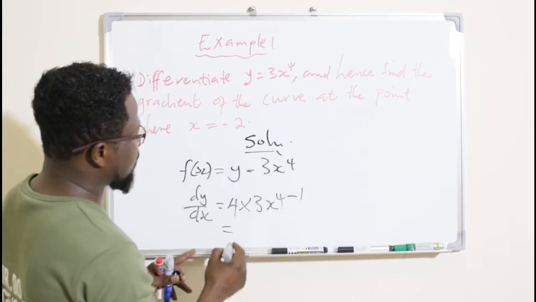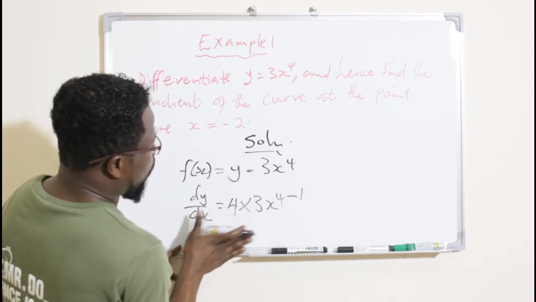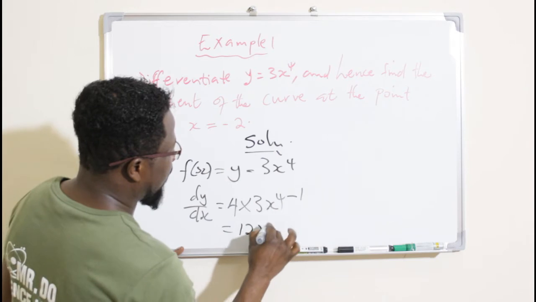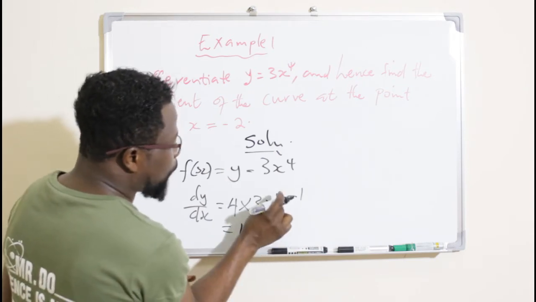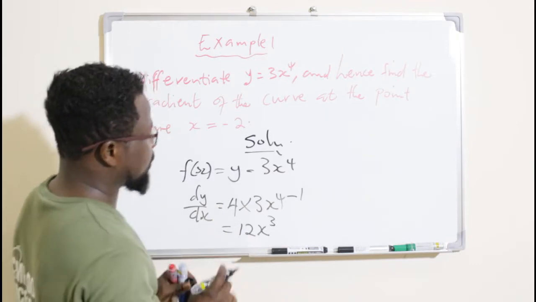What we're going to have is simply 4 times 3, which is going to give us 12. So that is 12x to the power of 4 minus 1, which becomes 3. Now we have found the derivative.